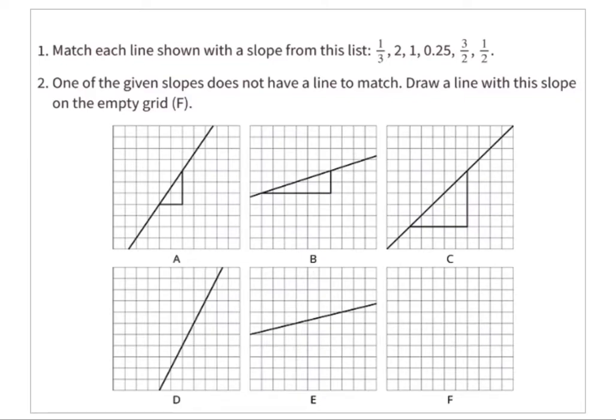Okay, this is activity 4 for lesson 10. Different slopes of different lines. So I have 1, 2, 3, 4, 5, 6 slopes, and they want you to match these 6 slopes to these 5 lines. And also there's one that's missing, and they want you to complete the one that's missing.